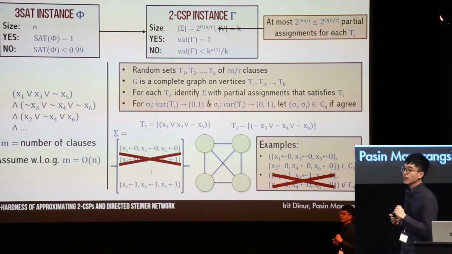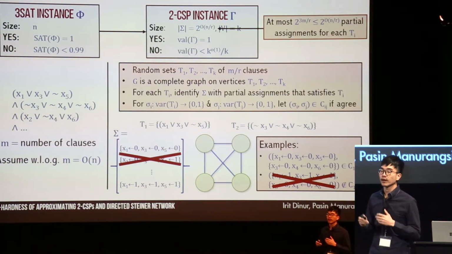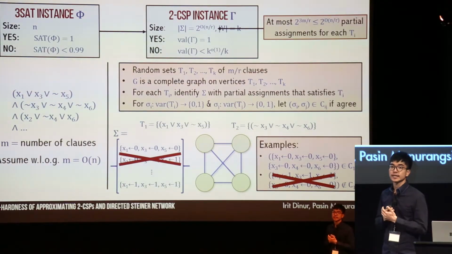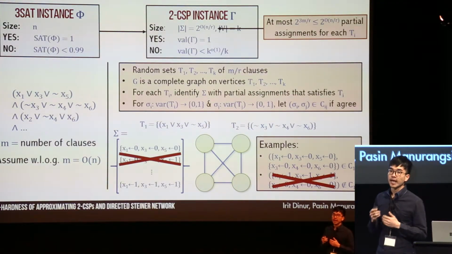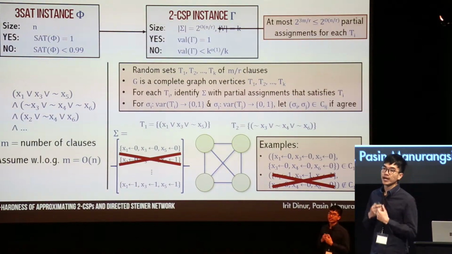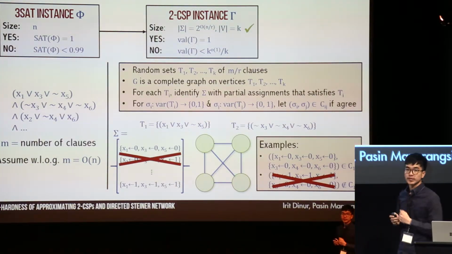Let's see the properties of the reduction. First, the number of variables is indeed k, and the alphabet size is indeed exponential in n over r, because each subset has size only m over r, and so the number of partial assignments is at most 2 to the 3m over r. So in terms of size, we are in good shape.